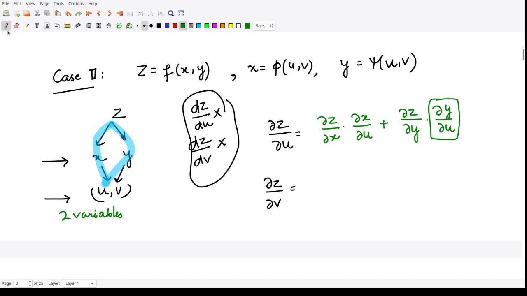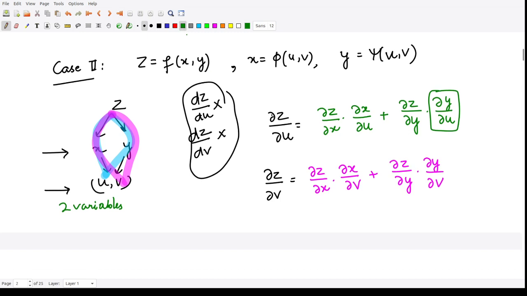Okay. And now when you wanted to calculate the partial derivative of z with respect to v, you will go from z to v through this path or through this path. So we have these 2 possible paths. According to that, we have the derivative here as the partial derivative of z with respect to x, and then the partial derivative of x with respect to v, and the partial derivative of z with respect to y, and then the partial derivative of y with respect to v. So these are the 2 formulas in this particular case.